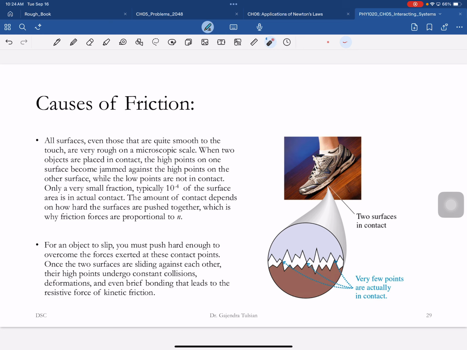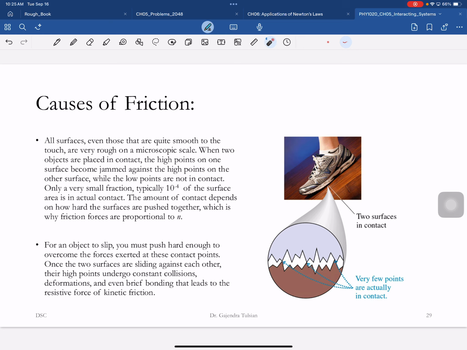When two objects are placed in contact, so my foot is on the ground, here's an interesting fact. If you add up all the area of contact on my foot, the total area of contact would be roughly the size of the tip of this pen. When two objects are placed in contact, the high points on one surface become jammed against the high points on the other surface. The low points are not in contact. Only a very small fraction, typically 1/10,000th of the surface area, is in actual contact.